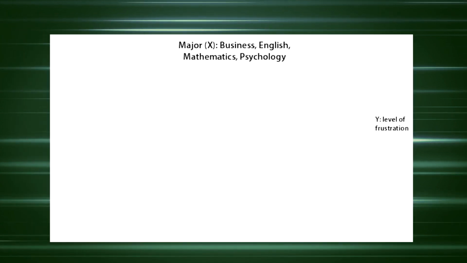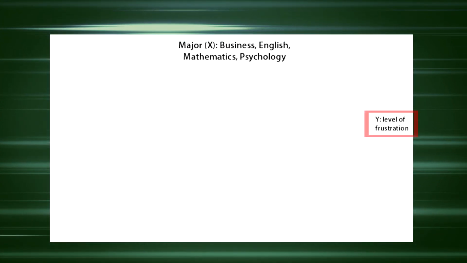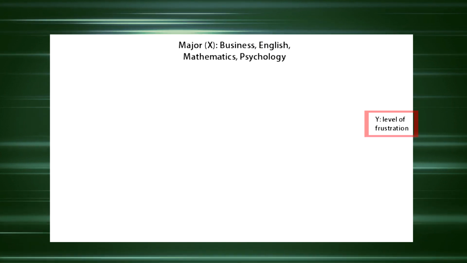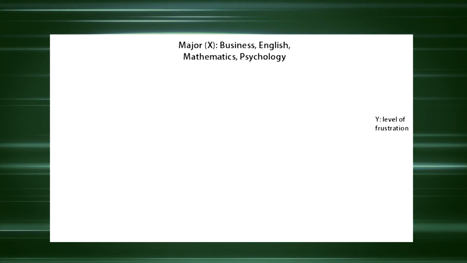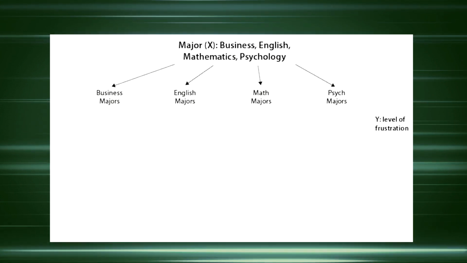This figure highlights that we'll be examining the relationship between major, our explanatory or X variable, and frustration level, our response or Y variable, to compare the different means of frustration levels among the 4 majors defined by X.